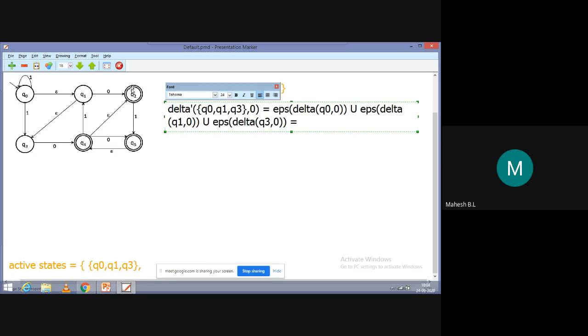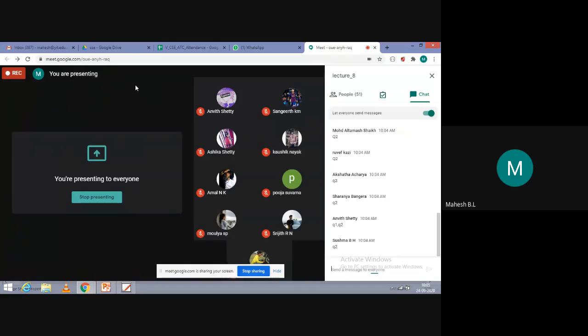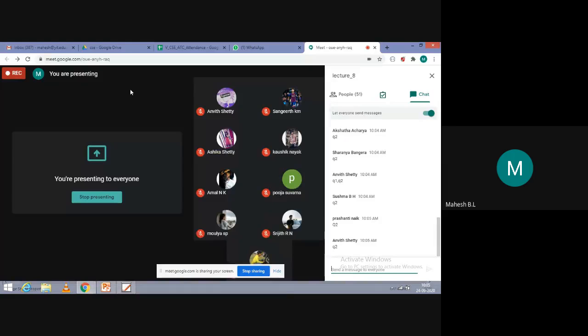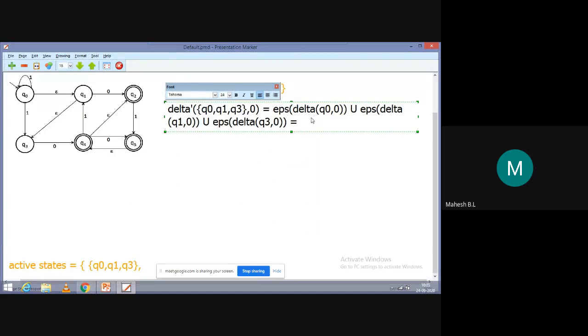What is epsilon of q2? You need to compute it. What all states can be reached from q2 using epsilon transition? So epsilon of q2 is q2. That's why q2 gets added here.